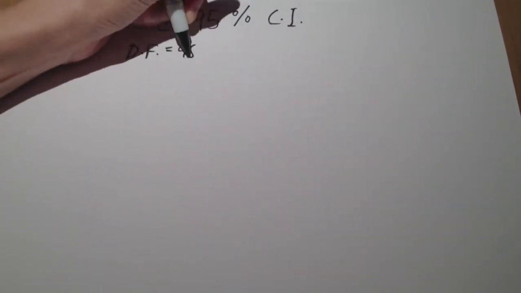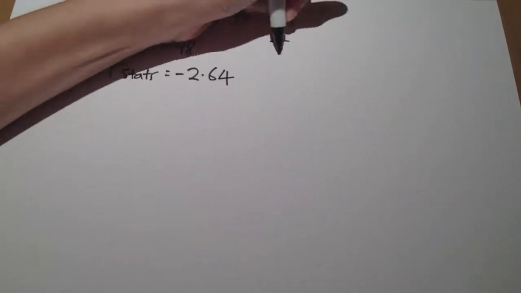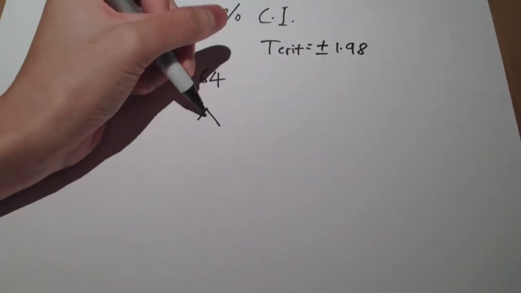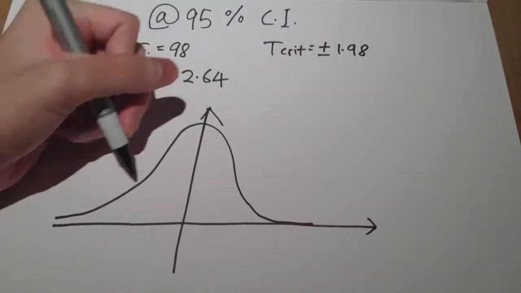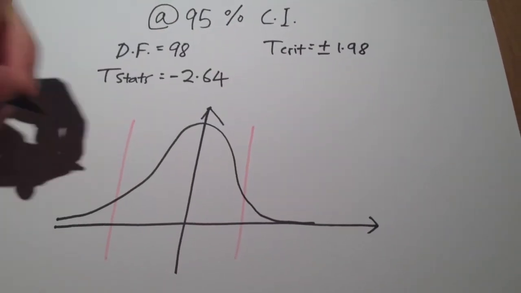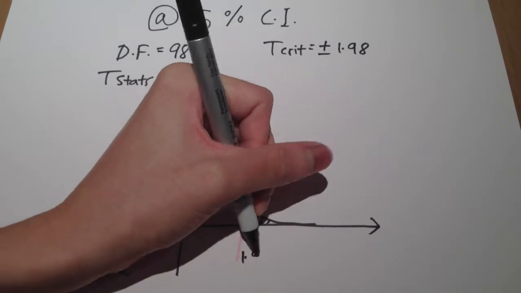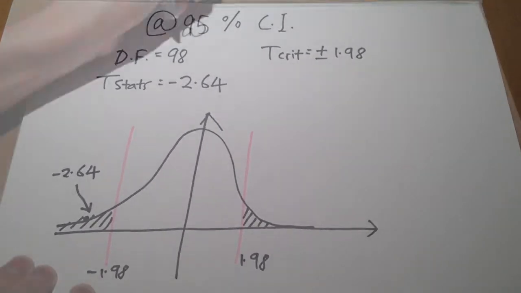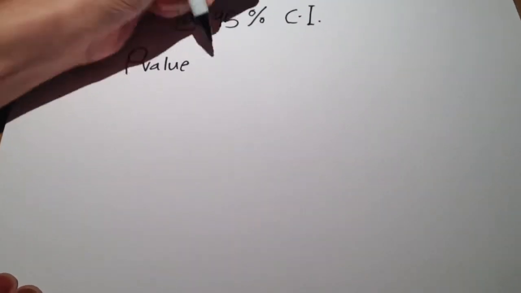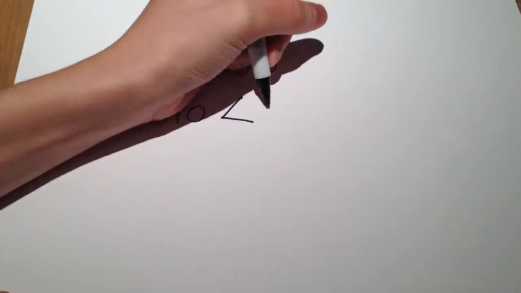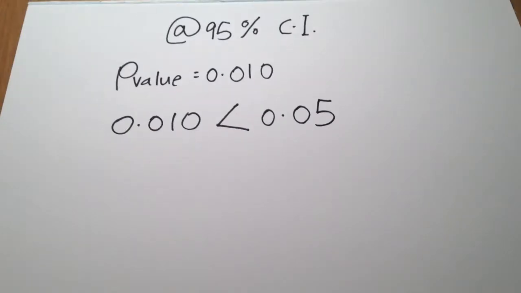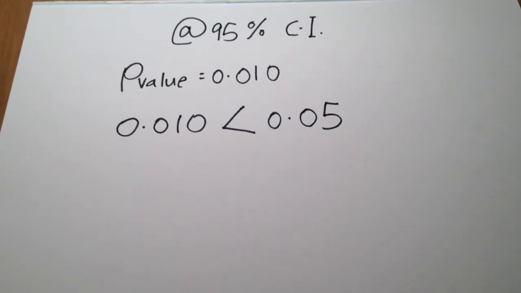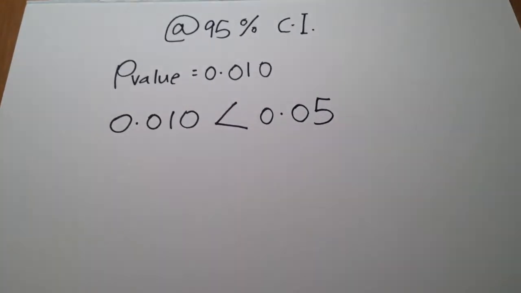There are also 2 ways for us to see if we should reject our null hypothesis. The first way is to look at the critical region. Our degree of freedom is 98 and our t-stat is minus 2.64. Our t-crit value is plus minus 1.98. As our t-stat is inside the critical region, therefore the null hypothesis is rejected. Another way is by looking at the p-value. Our p-value is 0.010. As our p-value is smaller than our level of significance, which is 0.05, therefore, the null hypothesis is rejected.